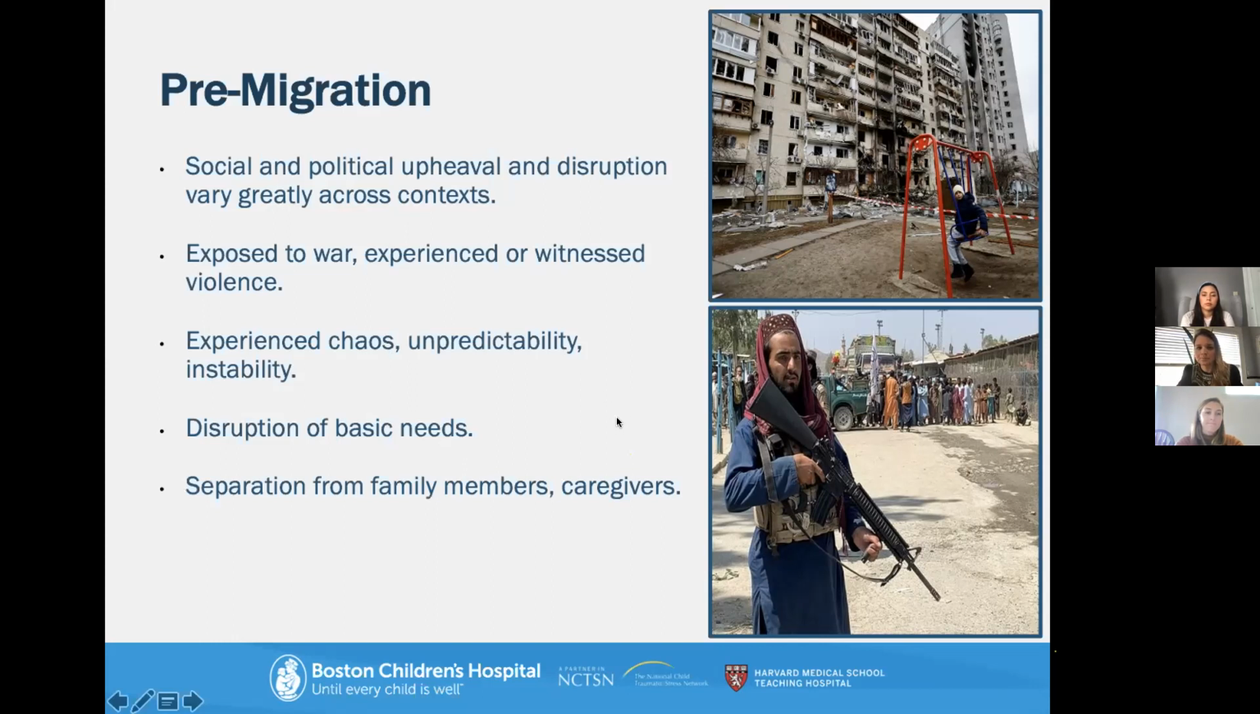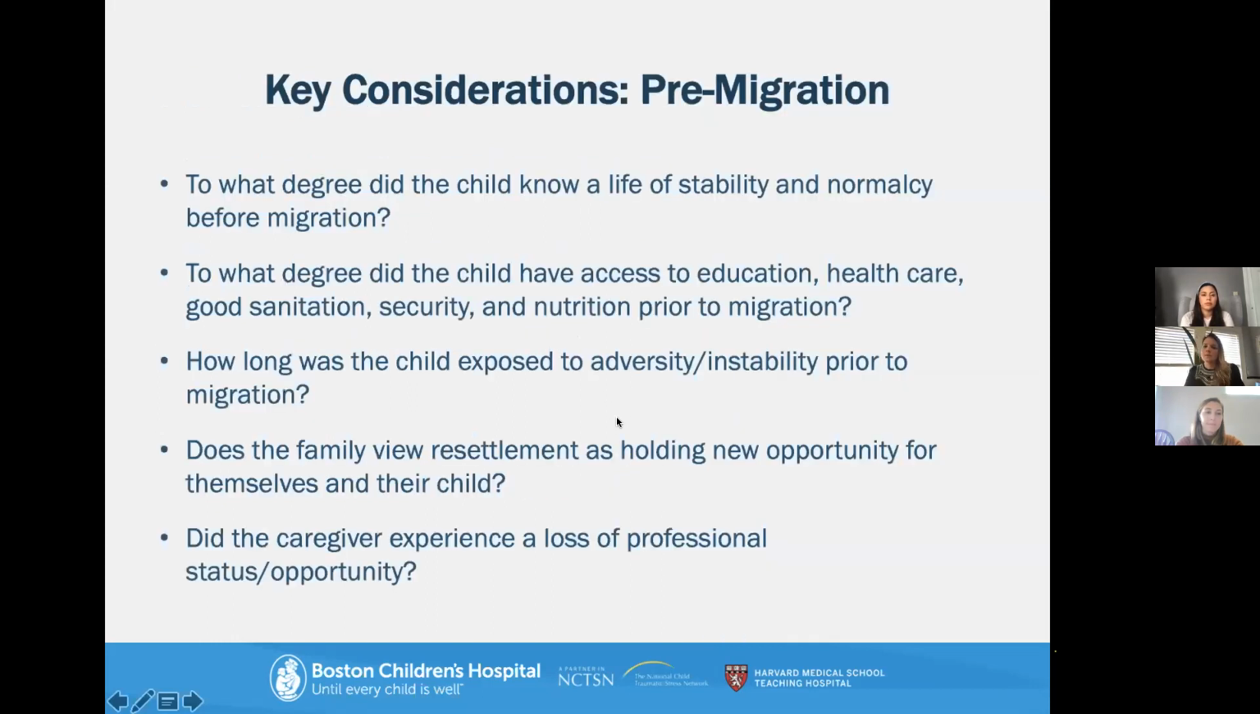So when we think about pre-migration, there are some key questions that I think could be important as providers when a child or a young person or a caregiver comes into your office. These questions can provide a little bit of context for you of where to engage in treatment and supports. So things that we like to think about is, to what degree did the child know a life of stability and normalcy prior to migration?